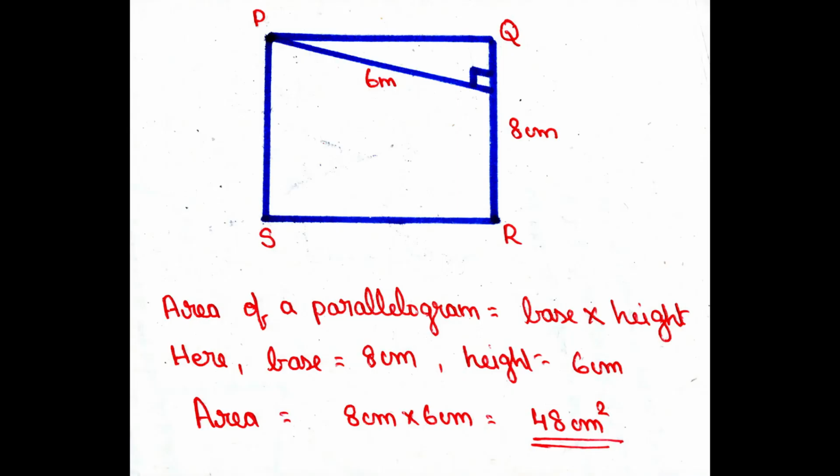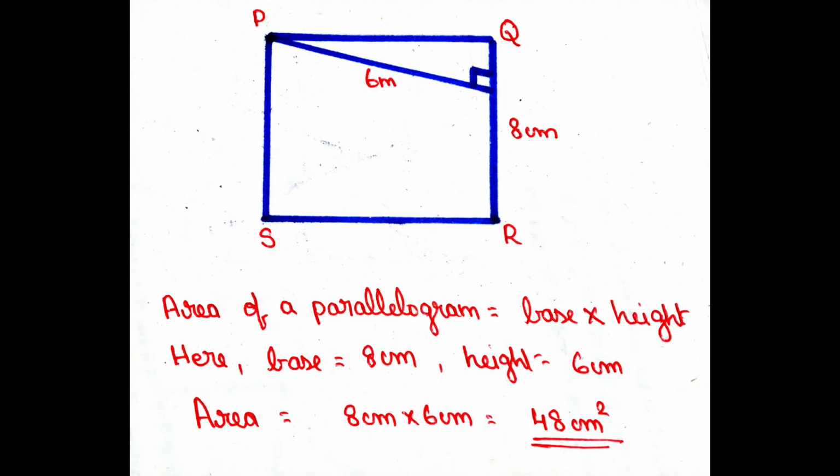For example, consider a parallelogram PQRS. The measure of the base QR is 8 centimeter and its corresponding height measures 6 centimeter. So what is the area of this parallelogram?